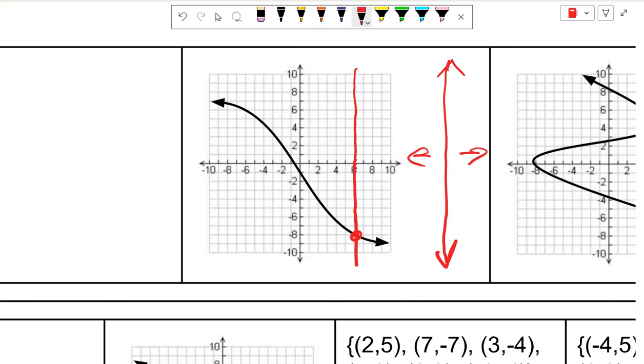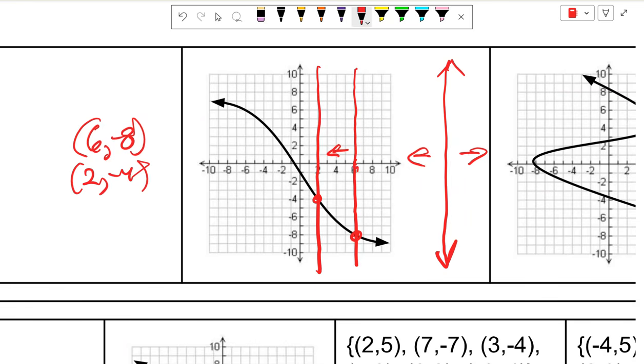And that moment right there is at 6, -8. So I'm going to write down 6, -8 as an ordered pair. If I travel that vertical line test to the left anywhere I want, and I stop it right here at the value of 2, I can see it crosses one time. And that is at 2, -4. Well, at the value of x being 2, does it cross anywhere else? It doesn't.